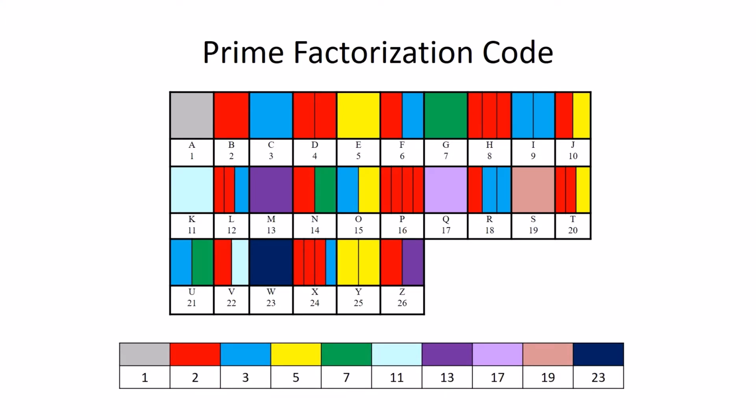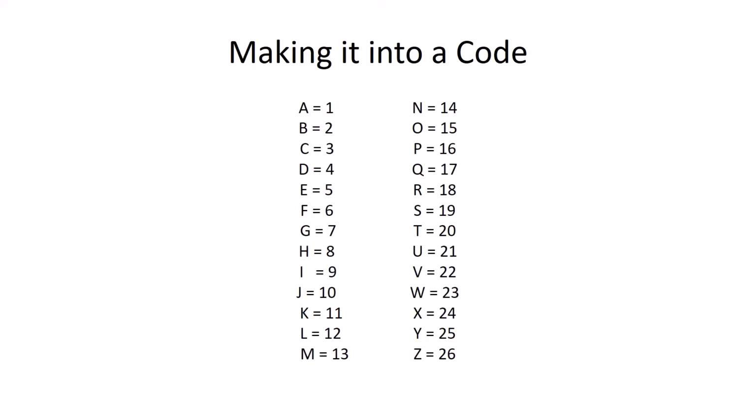Now, I promised you I was going to show you how to make coded messages with prime factorization. Here's the idea. If I can use colors to represent numbers, then I can also use colors to represent letters. Just assign the numbers 1 to 26 to the 26 letters. So A is 1, B is 2, C is 3, so on. And it's a very simple cipher, but what makes it interesting is if you then replace the numbers with colors based on prime factorization.